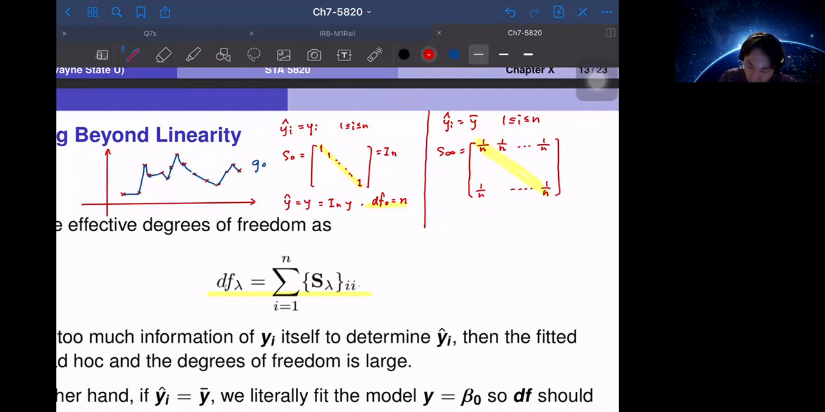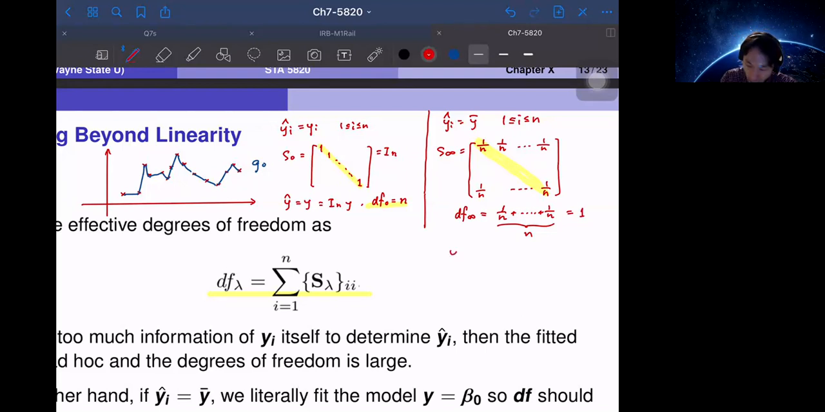So that means df infinity is equal to 1/n plus 1/n plus 1/n. We have n terms, so this is equal to 1. So this is again consistent with the definition of degrees of freedom because we only have one parameter, right?